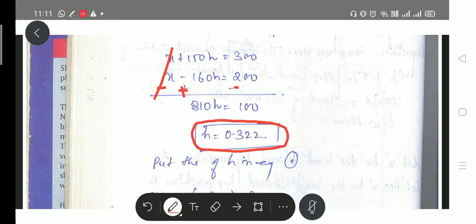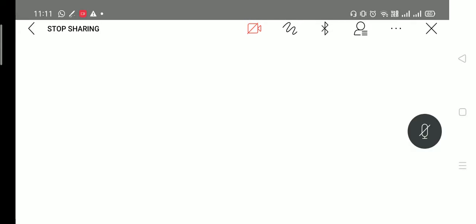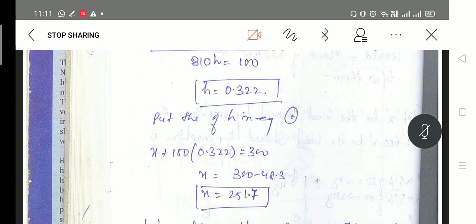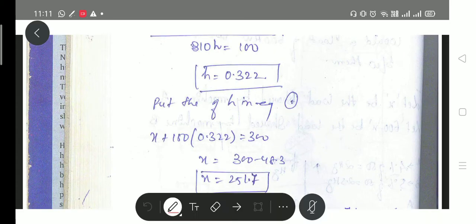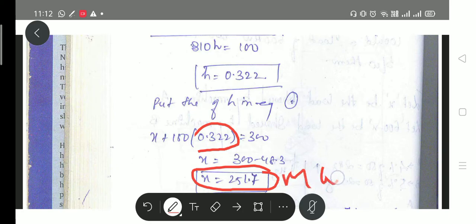With this h value we can put it in any of the equations. In equation 1 I am putting the h value, and we will get the x value. I am substituting here in place of h 0.322, then we will get x value as 251.7. Here x is the load sharing of A. So the load shared by A is 251 megawatts here.